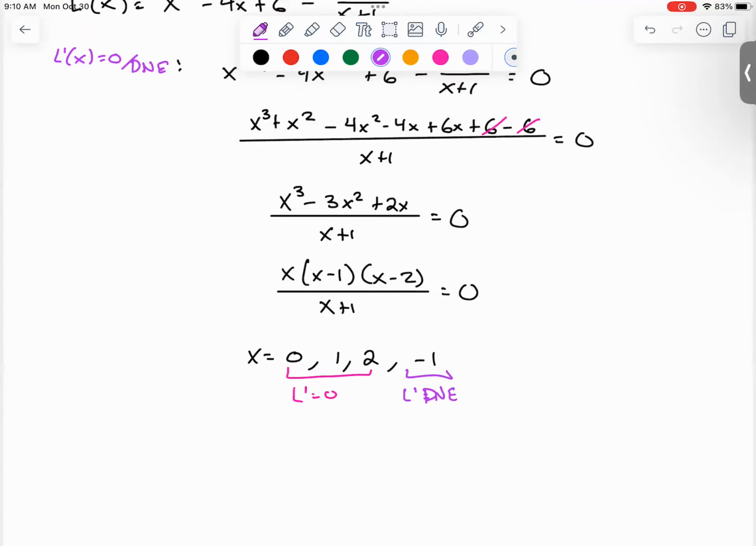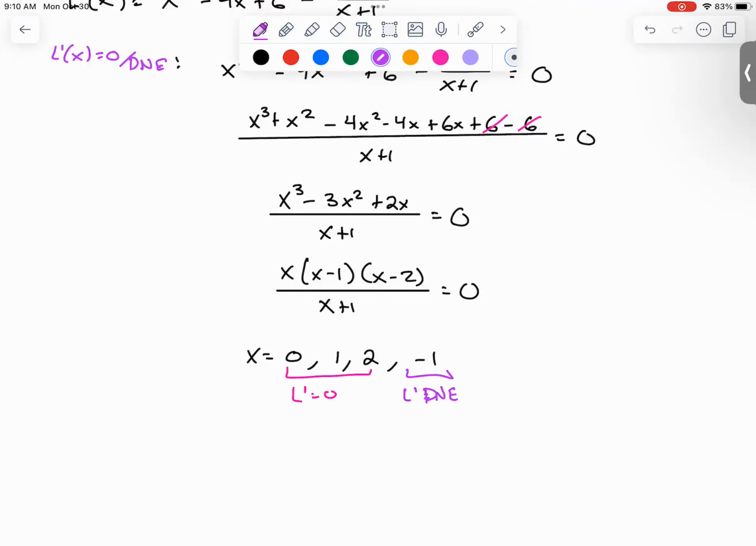Right? That's how we found those values. Can you go back up? Sure.